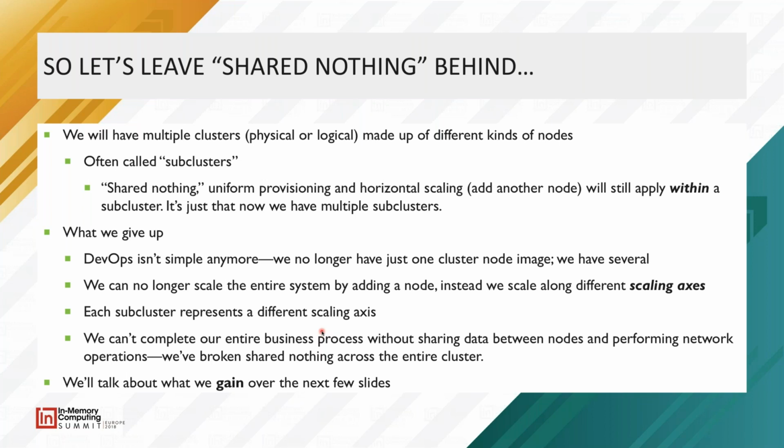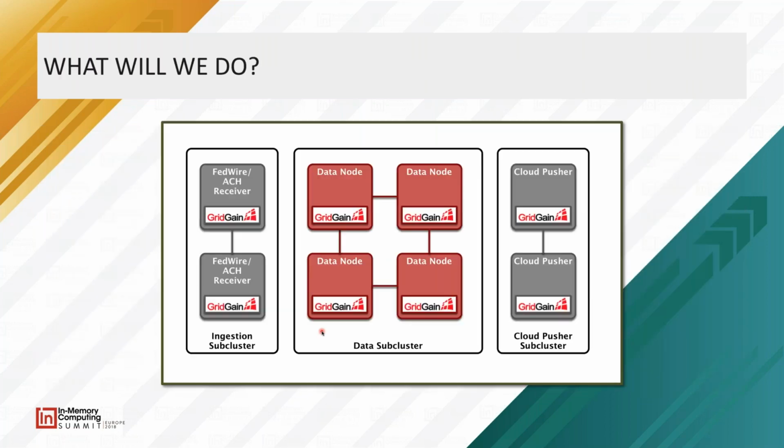The other thing is that we can't complete our entire business process without sharing data between nodes. That is to say, without data moving over the network between nodes. So we've broken shared nothing across the entire cluster, though we still have shared nothing within an individual subcluster or tier. We're going to talk about what we gain over the next few slides.